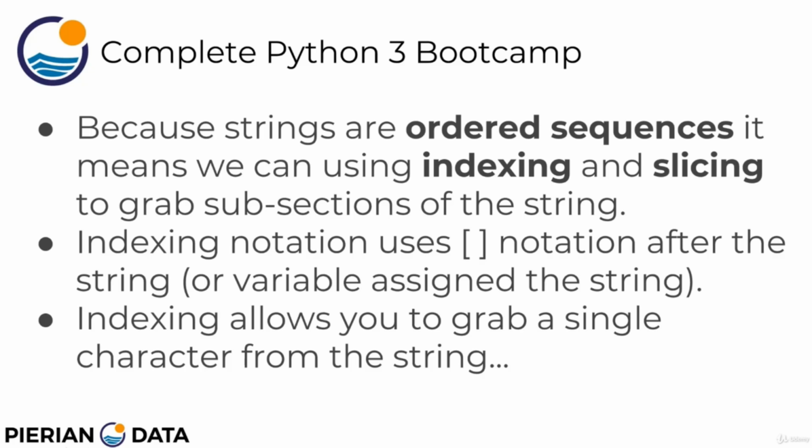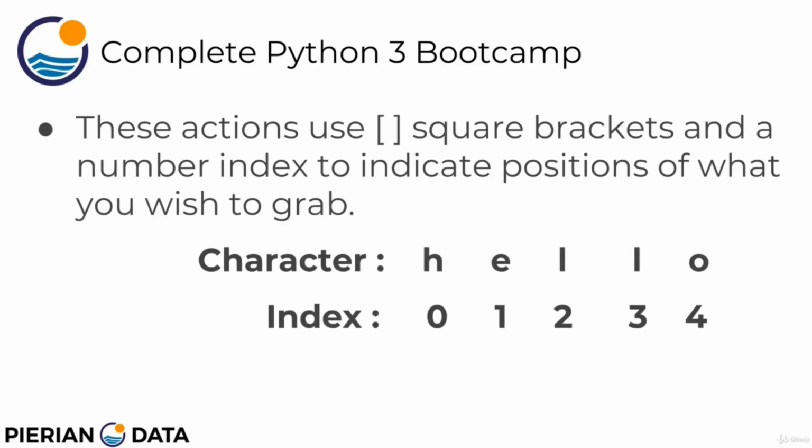So indexing is the term used when you want to grab a single character from the string. Every single character has an index position assigned to it, and you start at 0. That's another important note in Python: indexing starts at 0. So H has the corresponding number 0, E has 1, L 2, L 3, O 4. If I wanted to grab the E, I would pass a 1 inside the square brackets after the string, and it would return E. We'll see examples of that later on.